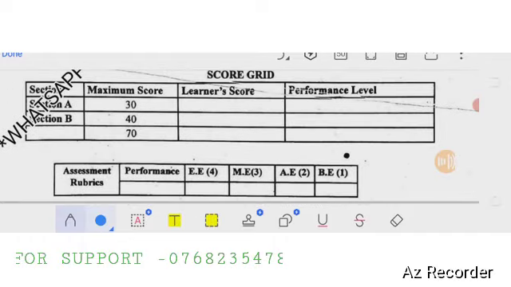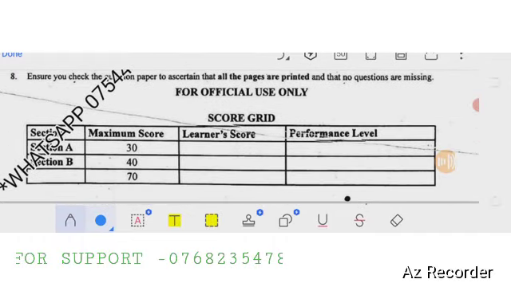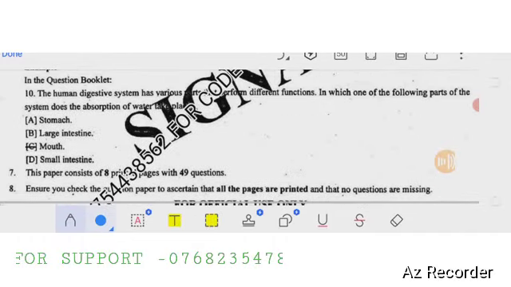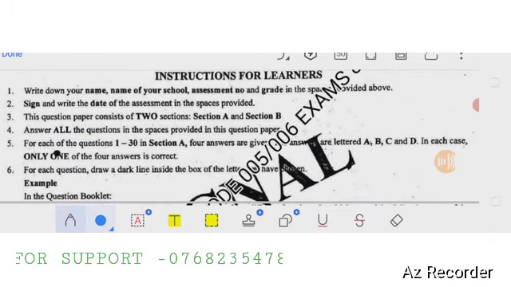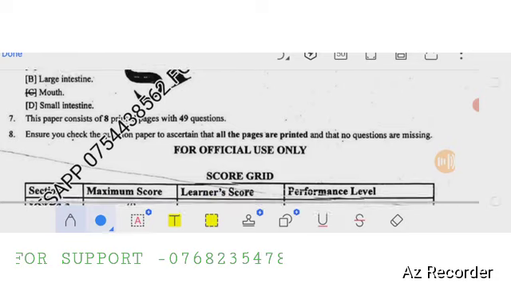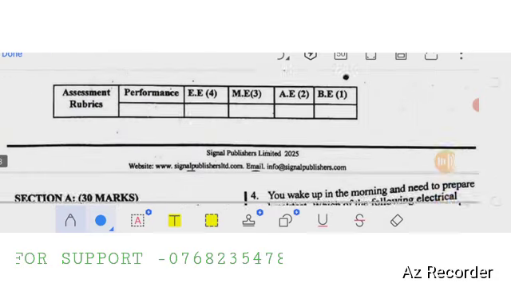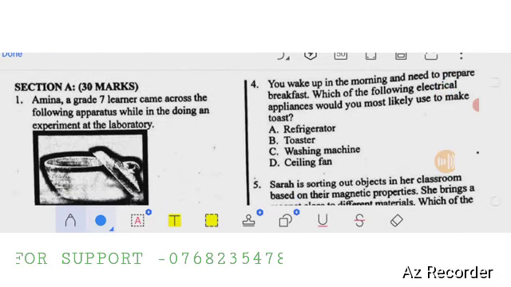Today we're going through grade 9 Integrated Science, paper 1. Specifically, we're going to handle section A, which is 30 marks. Then in the next lesson we'll tackle section B. So we shall start straight away.